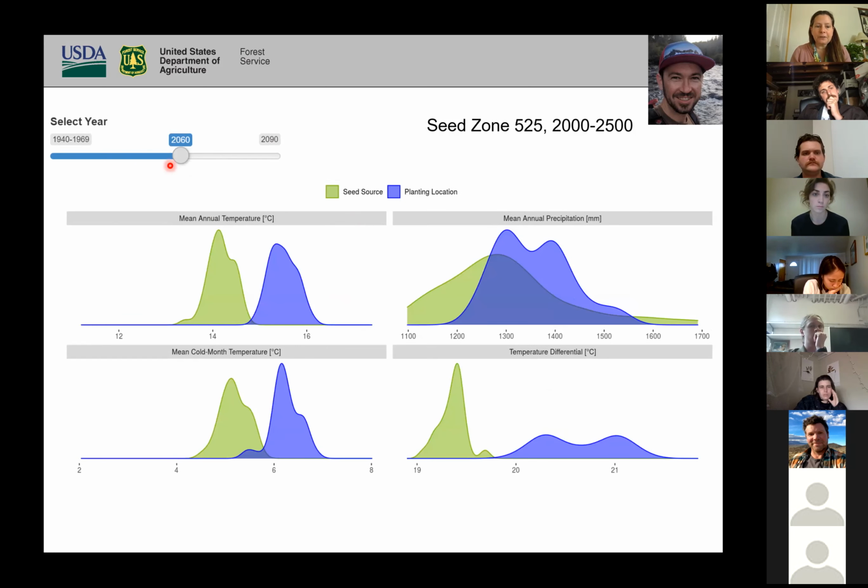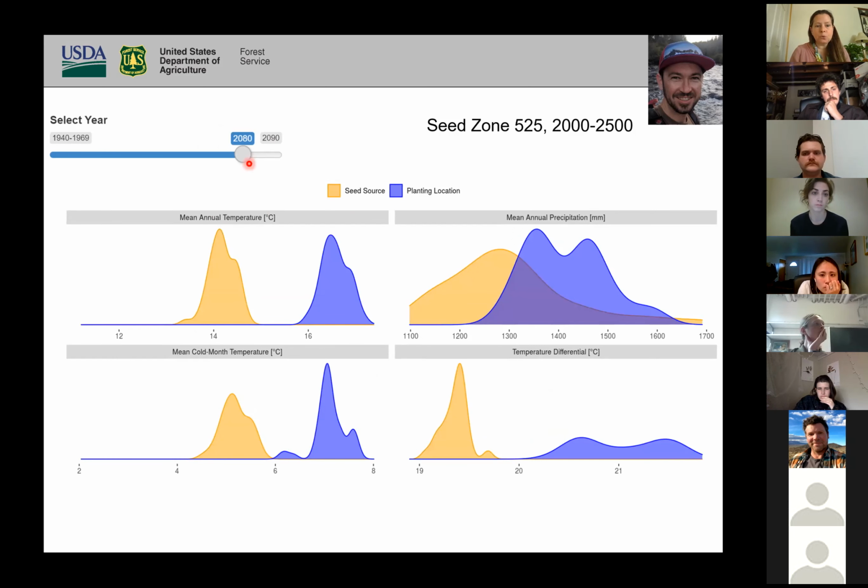Now, if we zoom forward to 2060, you'll see that our seed sources are not quite as good of a match. This has gone down to the light green category, a passable match. And you'll see now they're not quite as lined up. And if we go down one more, now we're at 2080 in the modeled climate. And now the temperature at the planting location and where the seed source came from is quite different as things continue to warm up.